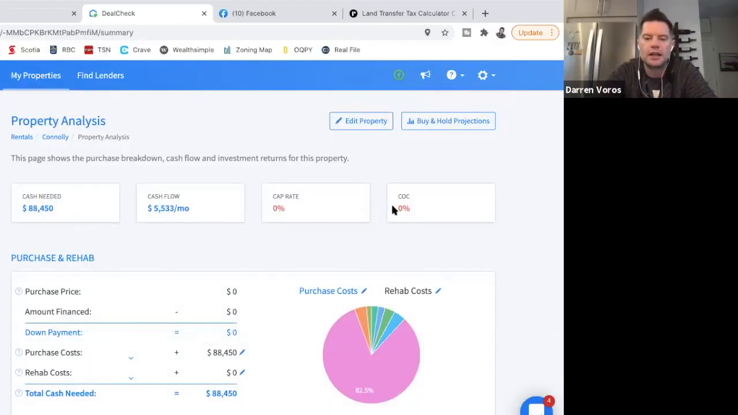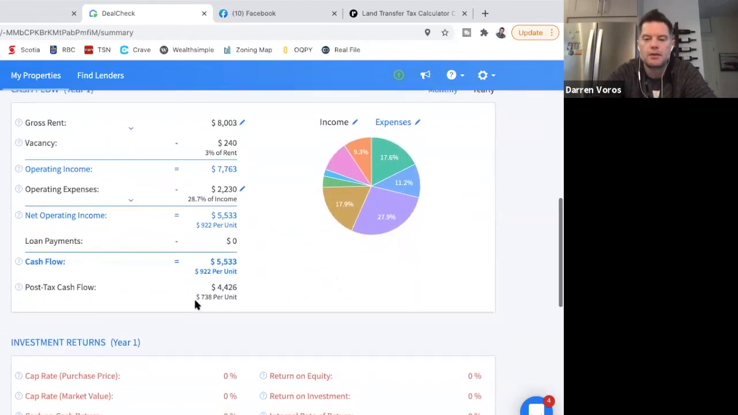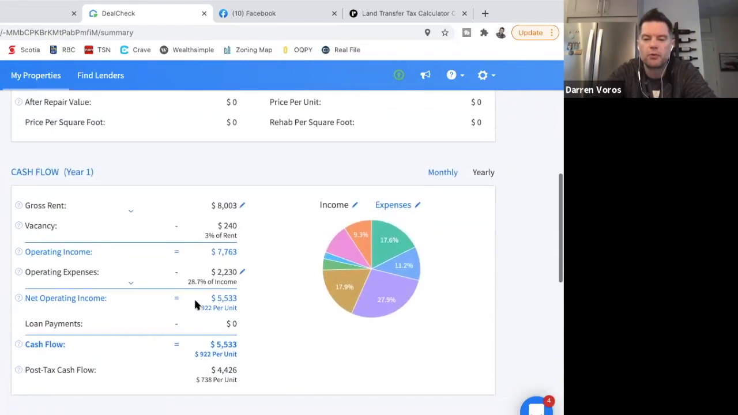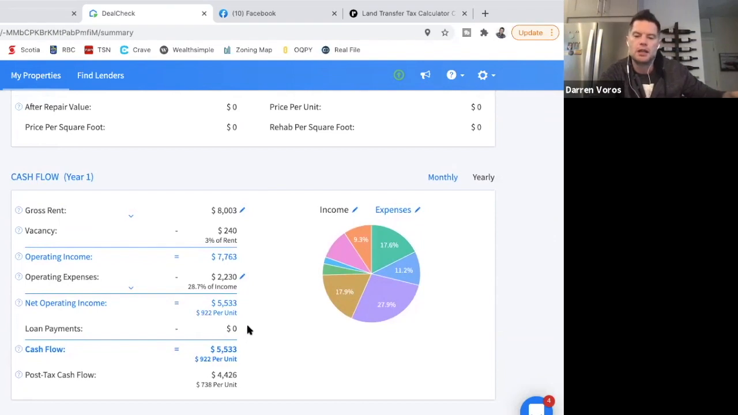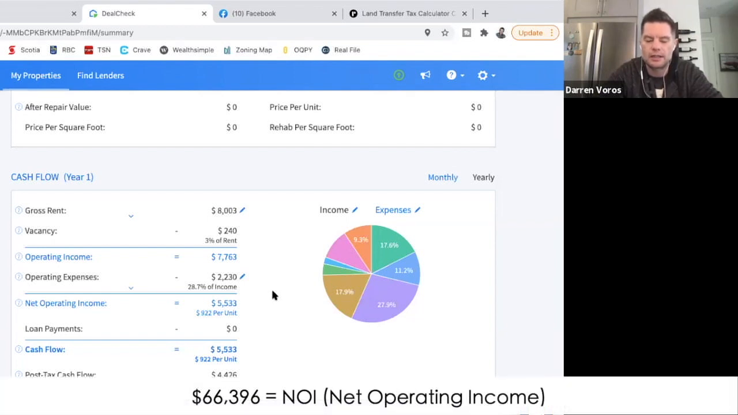So it's not giving us any cap rate or cash on cash return, because we don't have a purchase price in there yet. But now what we can do is reverse engineer this, right? See here, we've got the net operating income. That's 5533. And this is how we calculate the value of a building on the commercial side. So take 5533 and multiply that by 12 months. What's that number you get? 66,396. Okay, so 66,396 is your NOI, your net operating income for the year.